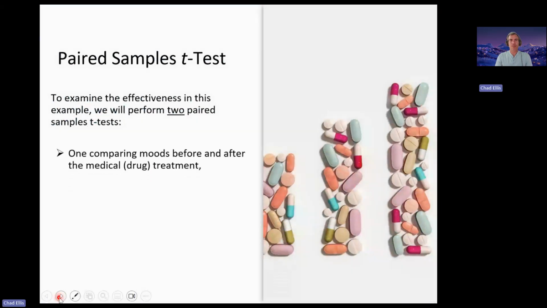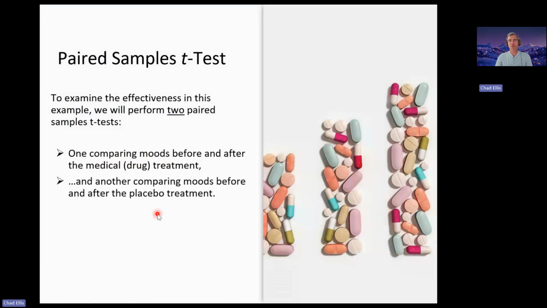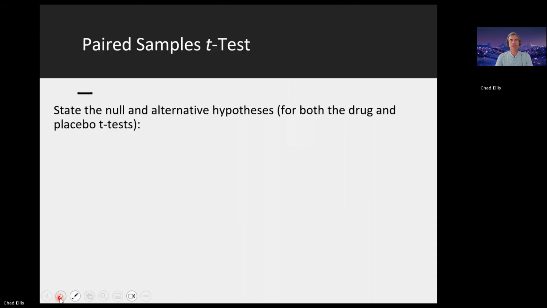So essentially with this scenario, we're doing two paired samples t-tests. We're going to be comparing the moods for people before and after that are actually taking the drug treatment. And we're also going to do a paired sample t-test for the people that are taking just the placebo. Okay, so let's go through our steps in doing our hypothesis testing.